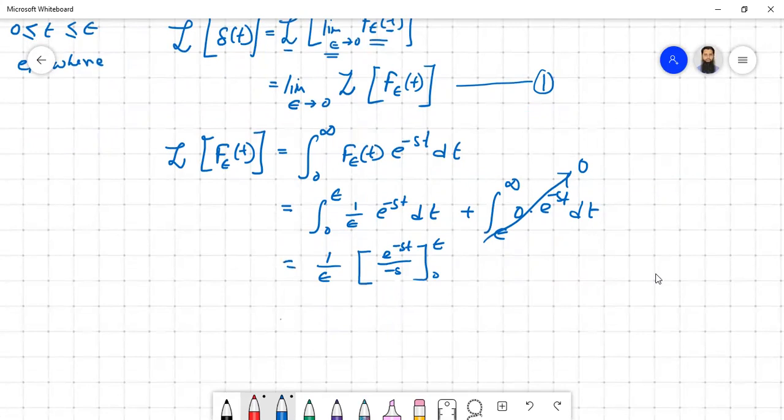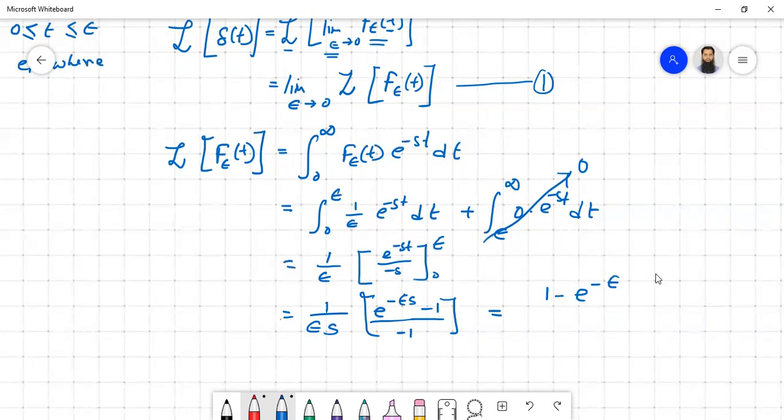Okay, so now if you just simplify, you can take s outside, so 1 by epsilon s. Then if you apply epsilon, e to the power minus st will be replaced by e to the power minus epsilon s, divided by minus s, minus e to the power 0, which is 1. So minus 1 divided by minus 1 here. Okay, so this is what we have. So finally, what you can write here is 1 minus e to the power minus epsilon s by epsilon s.